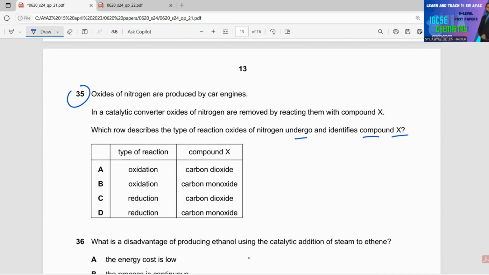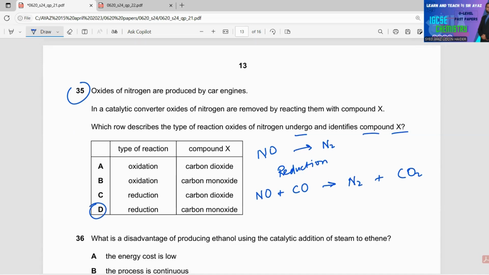Now, the reaction of oxides of nitrogen is that they get reduced to N2. It's reduction. And the reaction that happens in the catalytic converter is between carbon monoxide and nitrogen monoxide, and the products are N2 plus CO2. So it's reduction, and the compound X is carbon monoxide. So D must be the right answer in this case.